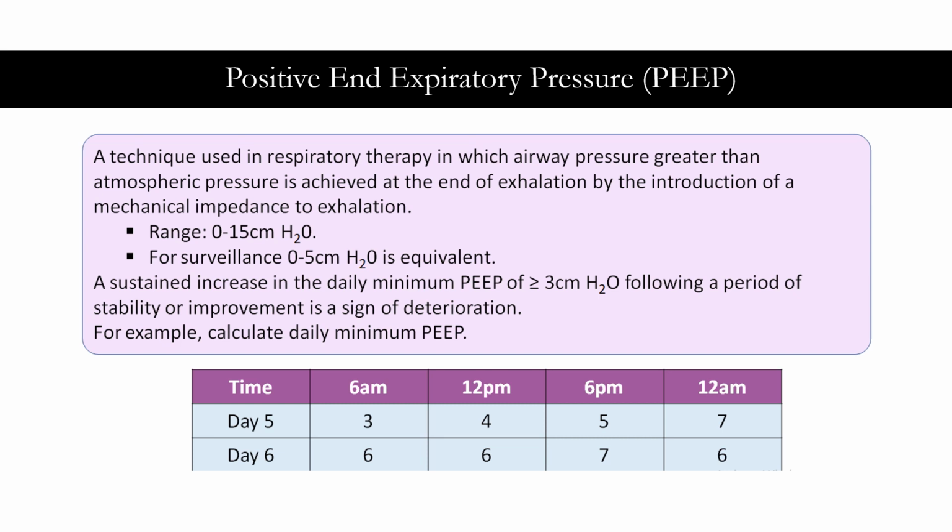A sustained increase in the daily minimum PEEP of more than 2 cm of water following a period of stability or improvement is a sign of deterioration. For example, calculate the daily minimum PEEP.